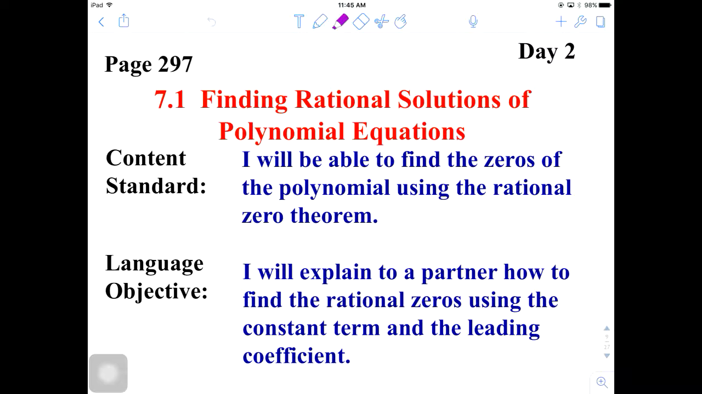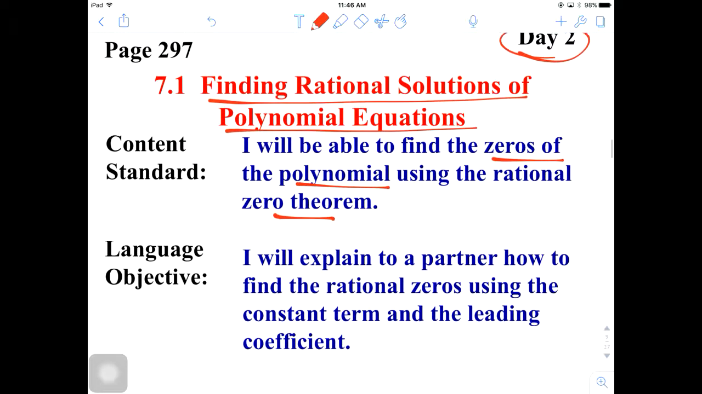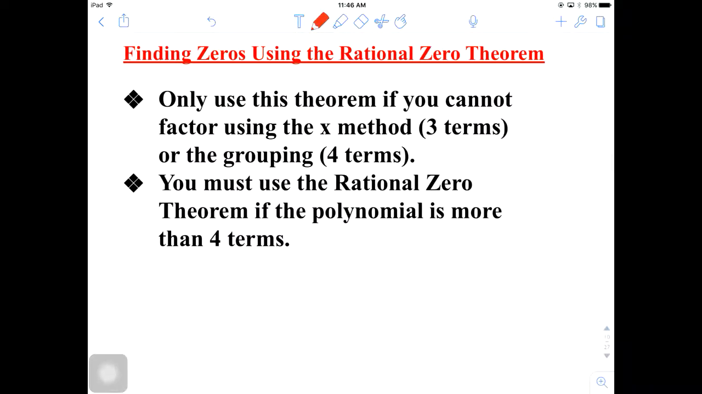Today we're going to work on 7.1 day 2, and that is on finding rational solutions of polynomial equations. And we will be solving for the zeros of the polynomial functions using the rational zeros theorem. So let's go ahead and take a look at the steps of finding the zeros using the rational zeros theorem.